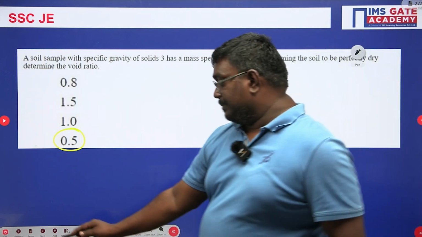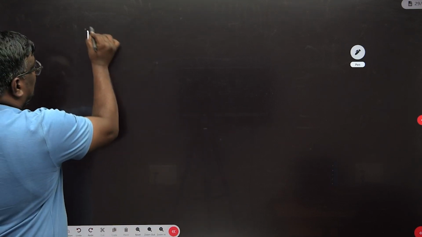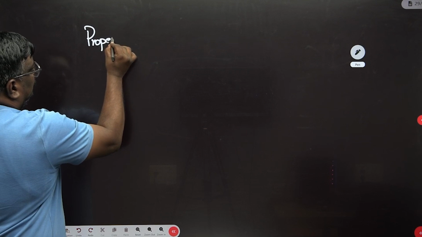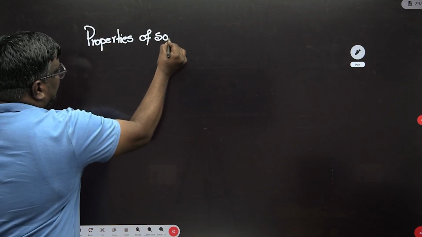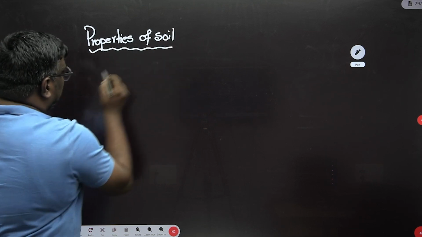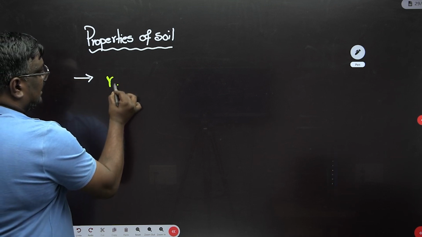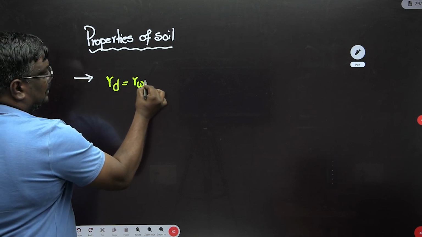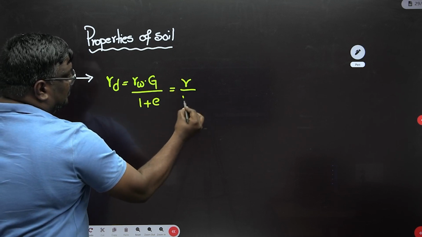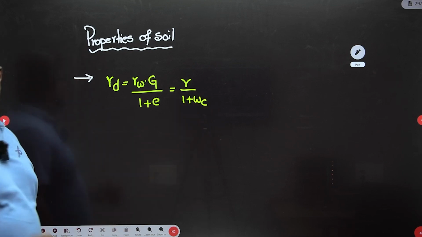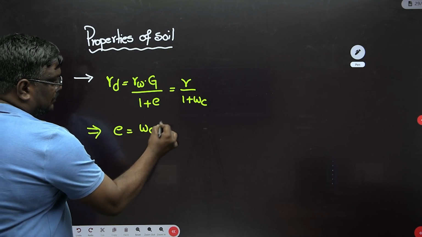See students, let me tell you one important thing here. Whenever there is a question on properties of soil, please understand this students, you have to be aware of these formulas. If you are watching this video, definitely in GATE exam, definitely in SSC JE exam, you will have one question from this topic, sir. So from this formula, gamma D can be written as gamma W into G upon 1 plus E. This is the formula for dry density, or you can write it as gamma upon 1 plus water content. And remember, we have another important formula, that is void ratio: E is equal to water content into G upon SR.